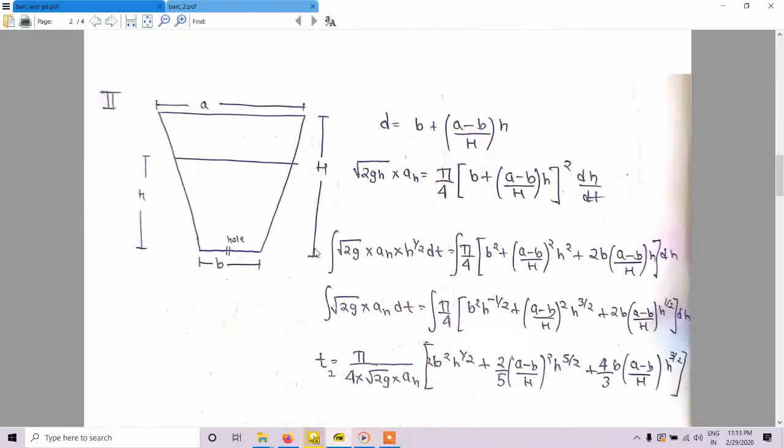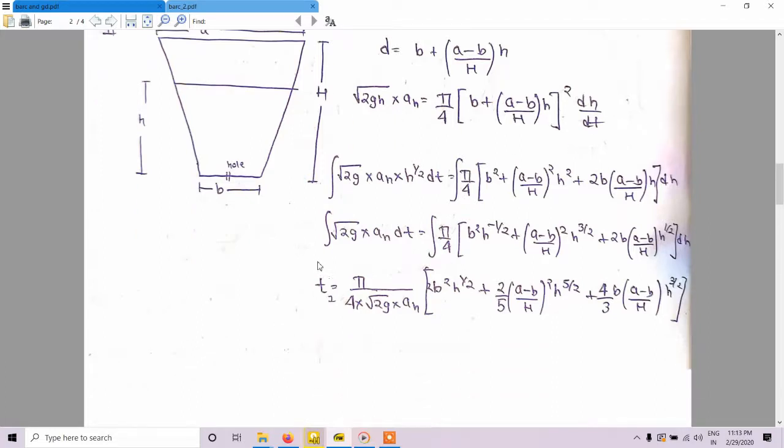Now for the second part: if a hole is made in the second container, how much time will it take to be emptied? The diameter d is equal to b plus (a minus b) upon H into small h. When we put h equal to 0, it will be small b, and when we put h equal to capital H, it will be small a. Substituting again like the previous one and integrating, we get the value of time as this.